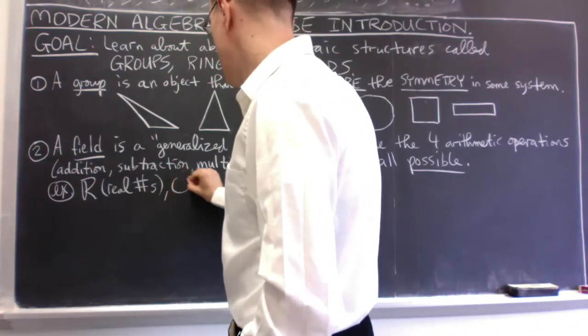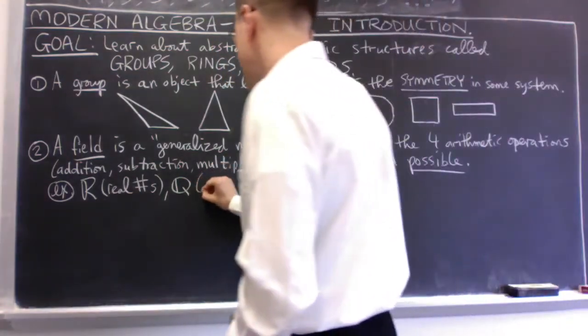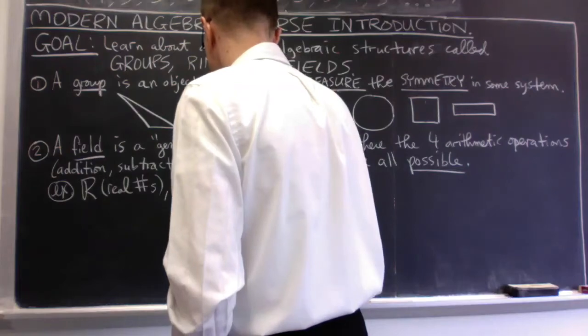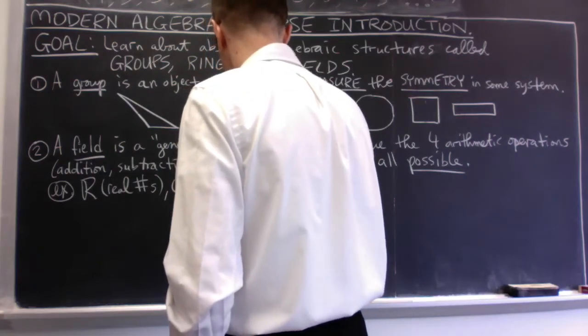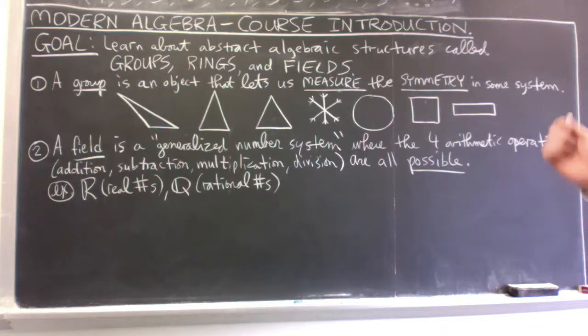So for instance, you could look at the rational numbers, Q, a subset of the real numbers. Basically the fractions a over b, where a is an integer, b is an integer, and b is not 0. Not all real numbers have that form. But if you work with fractions, you can add, subtract, multiply, divide. You always end up back in Q. And so you can do everything. So Q ends up being a field.